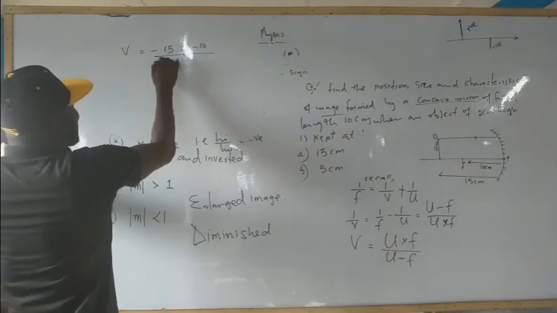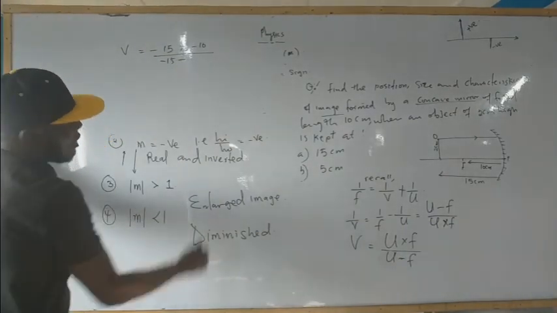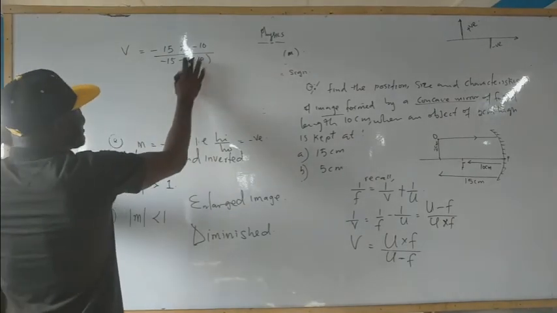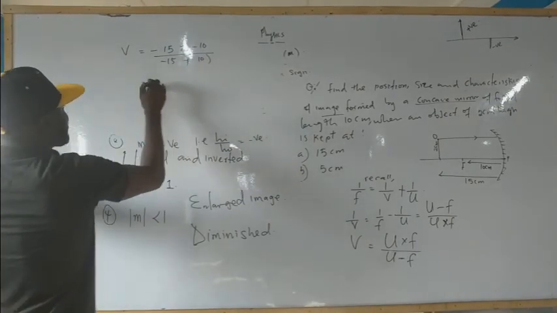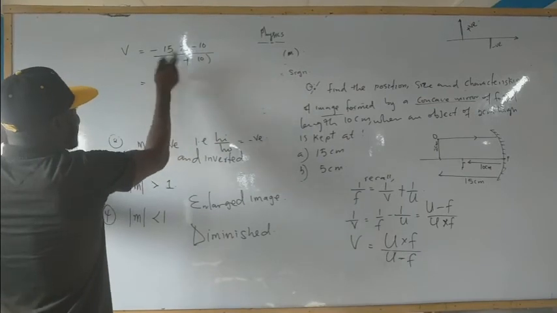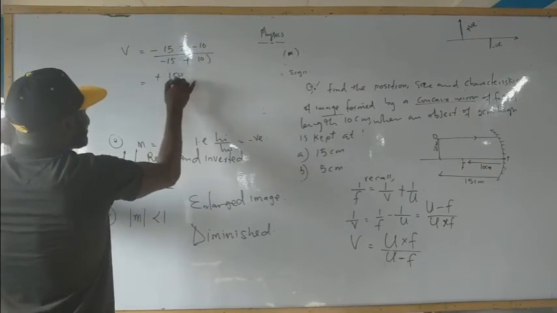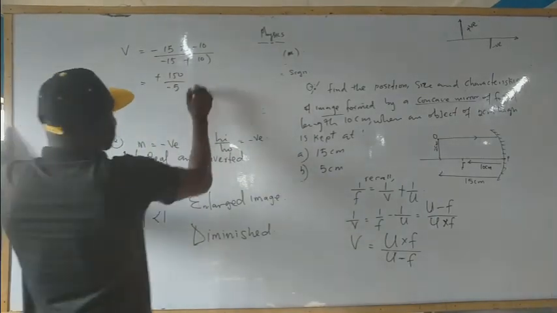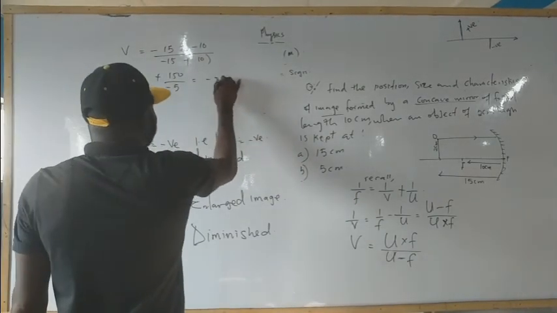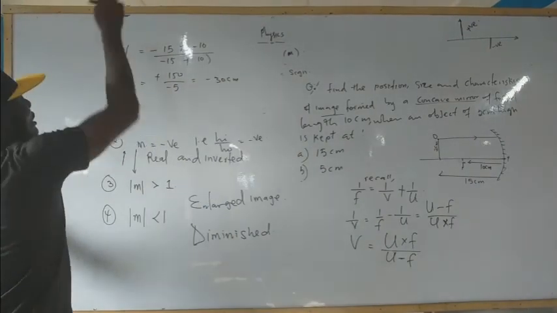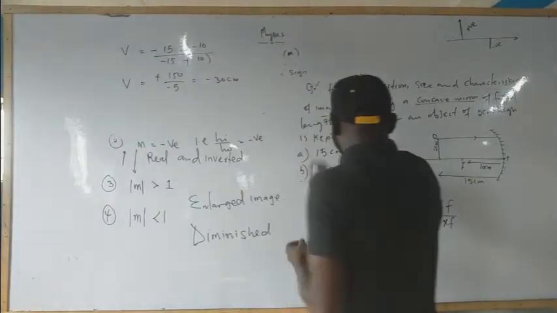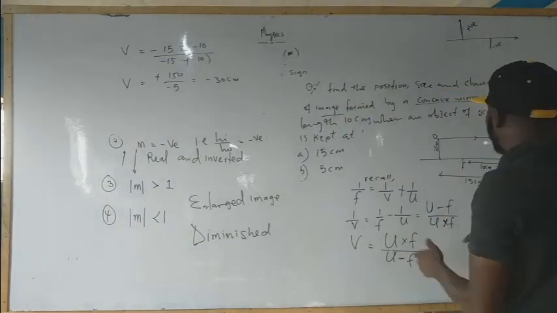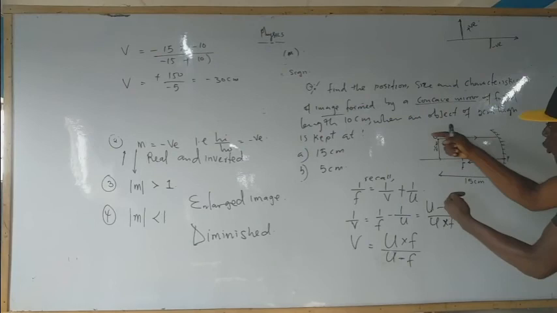What's U? U is minus 15 minus minus 10. Minus times minus gives plus, so that will be 150, everything over minus 5. So this will give us minus 30 centimeter. That will be the image distance. The image distance is minus 30 centimeter because it's opposing the direction of the incident ray.